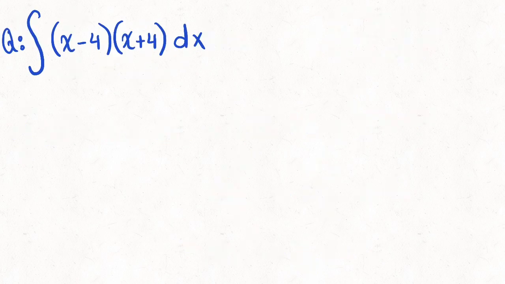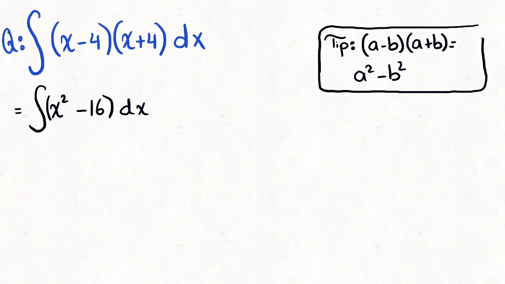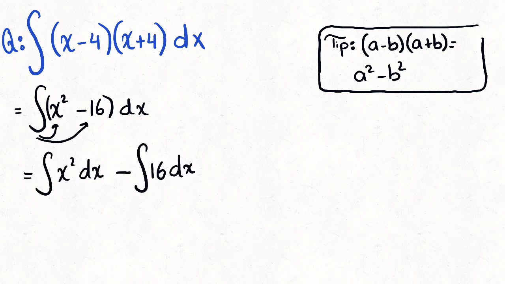In this example, we have the integration of x minus 4 times x plus 4, and you are dealing with conjugates. Thus take it as a tip: when you have a minus b times a plus b, it's always going to be a squared minus b squared. Now when you apply this rule, you will end up having the integration of x squared minus 16. All you have to do is distribute the integration, and then apply the basic rules of powers and constants in integration as listed before. Then don't forget to add plus c at the end.